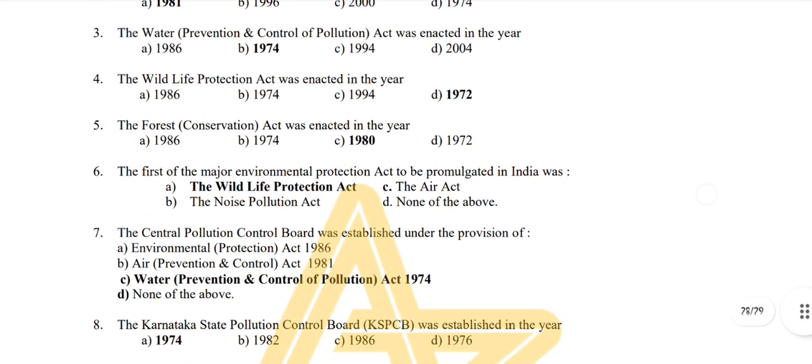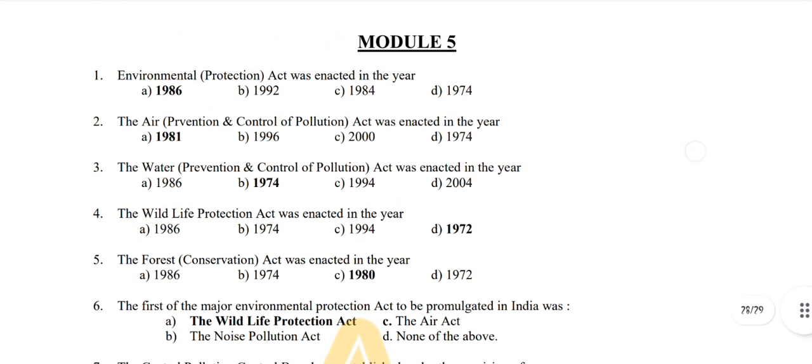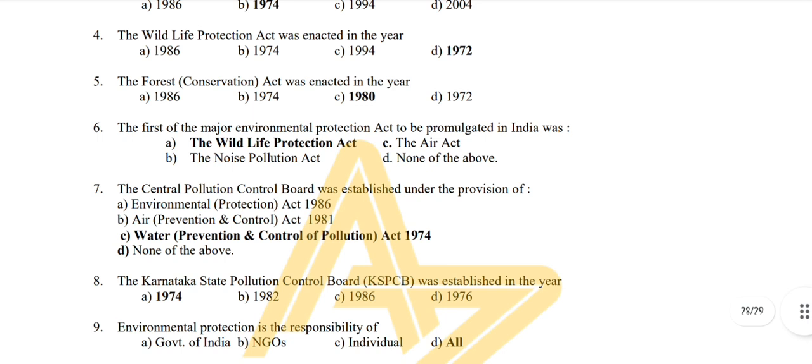You can use a small trick because there are a lot of years, so you have to make a simple trick. First consider E for Environment, A for Air, W for Water, and W and F for Wildlife and Forest, and arrange them serial-wise, and here the years 1986 and 1981 are also given. First we take 1972, 1974, 1980, 1981, 1986. Like this we can make a small trick.